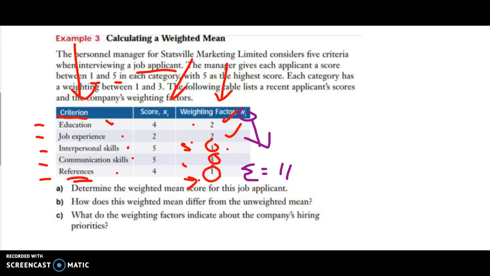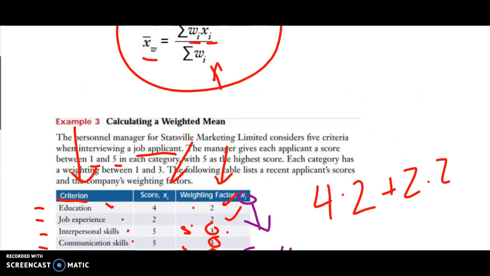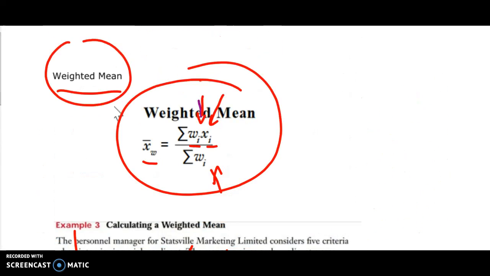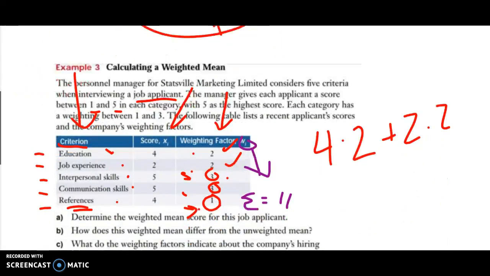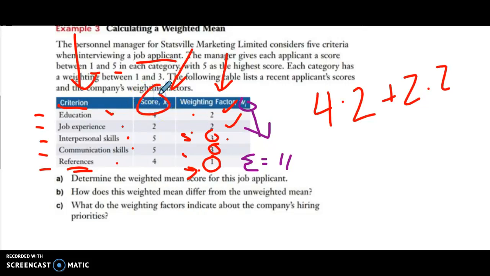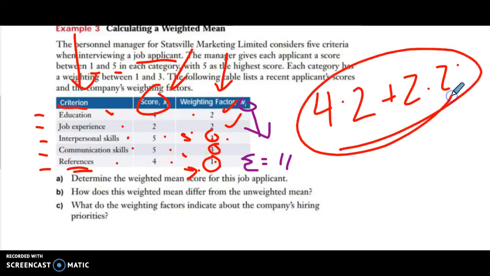So when you want to give this guy an overall score, you multiply score times the weight. So 4 times 2, plus 2 times 2, and we do that for each of these. There's your weight and there's your score, or your value. In this case, it's an actual score, because that's what we call it here. You add them all up, 5 times 3, 5 times 3, 4 times 1, and you get a number.